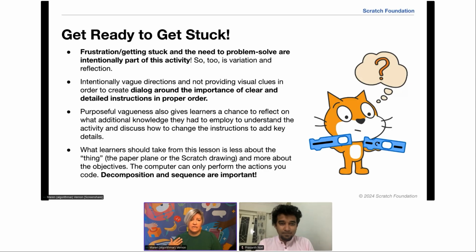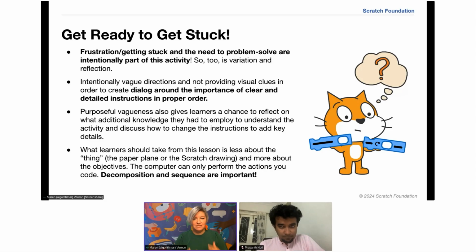Another part of the activity is really variation and reflection. We want to explore that there is not just one way of getting something done, and we want to reflect on the process. So, for instance, we're having intentionally vague directions. We're not going to provide visual clues, because when you are coding in Scratch, you can't provide Scratch with a visual reference, right? You need to provide these written code blocks. So we want to have this dialogue about the importance of clear and detailed instructions in the proper order.